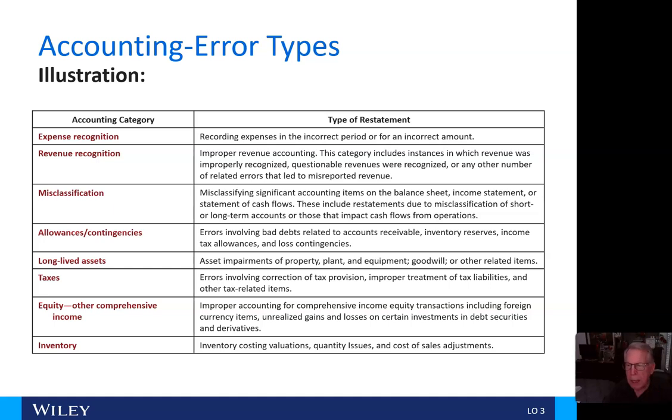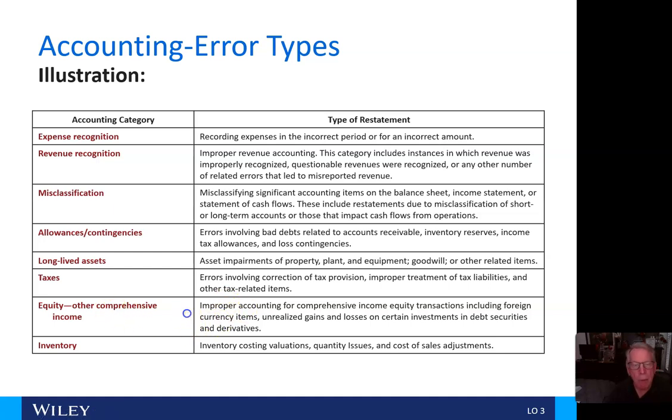contingencies. And the next category is long-lived assets, asset impairments of property, plant, and equipment, goodwill, or other related items. The next category is taxes, errors involving correction of tax provision, improper treatment of tax liabilities, and other tax-related items. And the next category is equity, other comprehensive income.